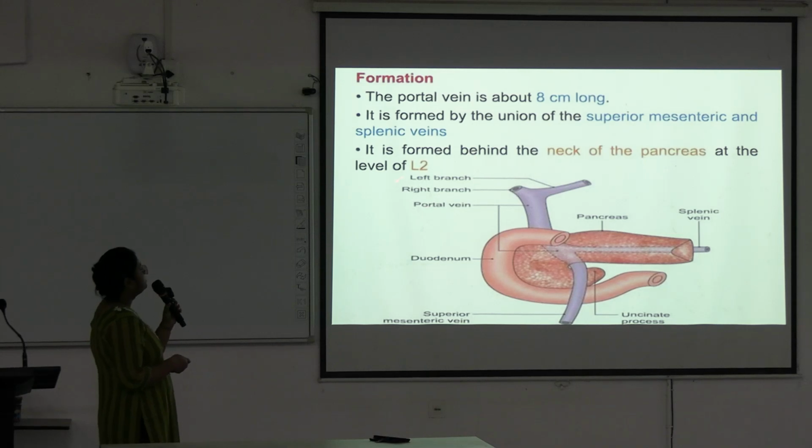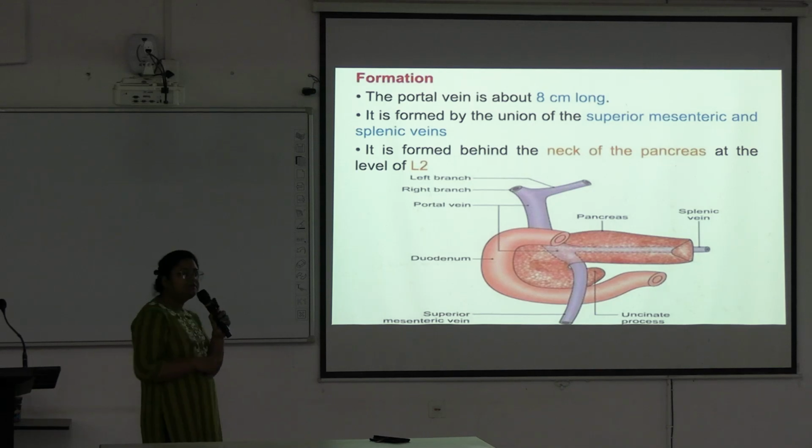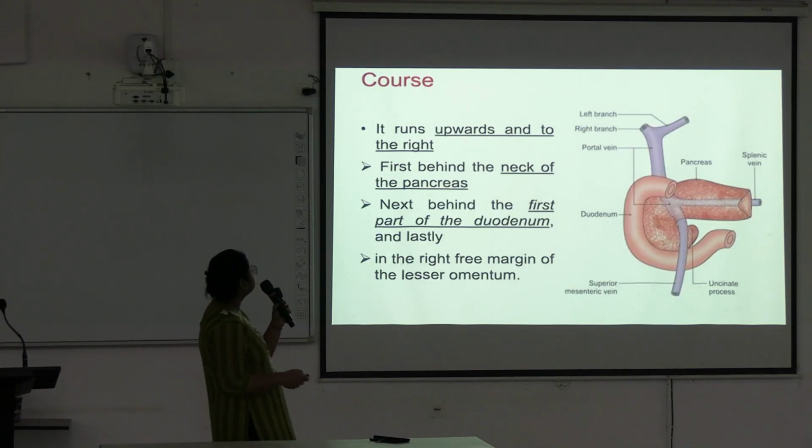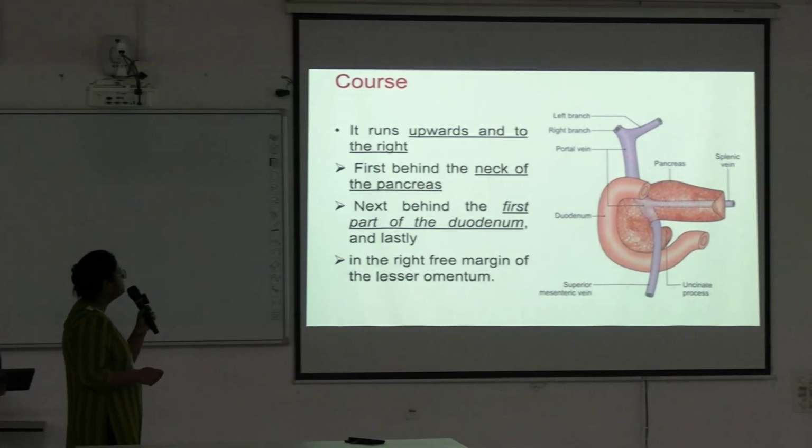This is the vertebral level of formation of the portal vein, and this relation is very important. It is formed behind the neck of the pancreas. This is a very important OSPE question. The portal vein can be given in your cadaver, and you have to answer all these questions: how it is formed, how it is drained, its tributaries. These questions will be asked. Next, we go to the course.